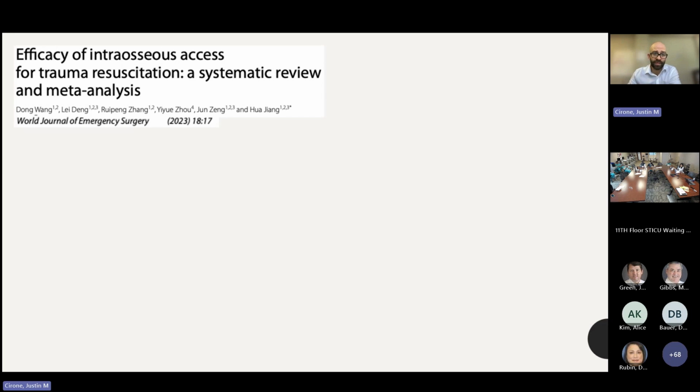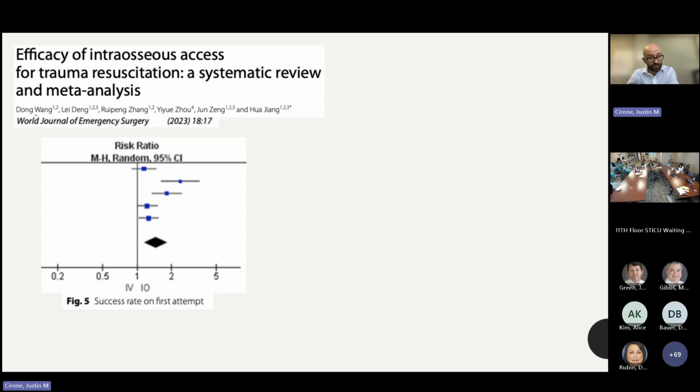And we really pushed for the IOs to be placed because of their efficacy, because of how fast they can be placed, and because it freed up the paramedic either in the back of the truck or the nurse in the trauma bay to start doing other things, which is incredibly important when you start having even mini mass casualties. This here was a group looking at systematic review and meta-analysis of the efficacy of IO access for trauma resuscitation.